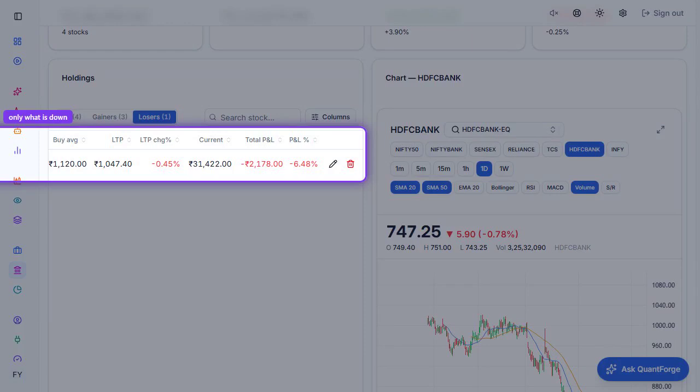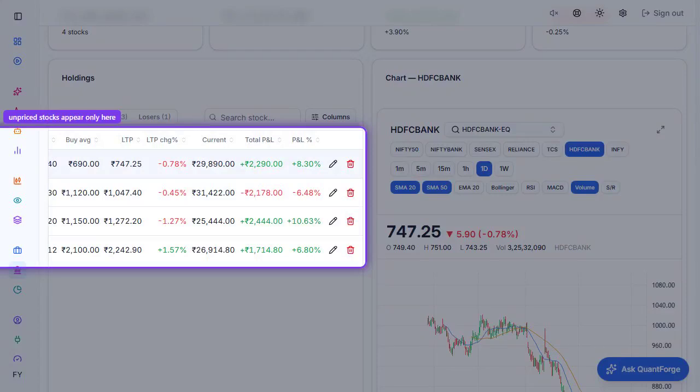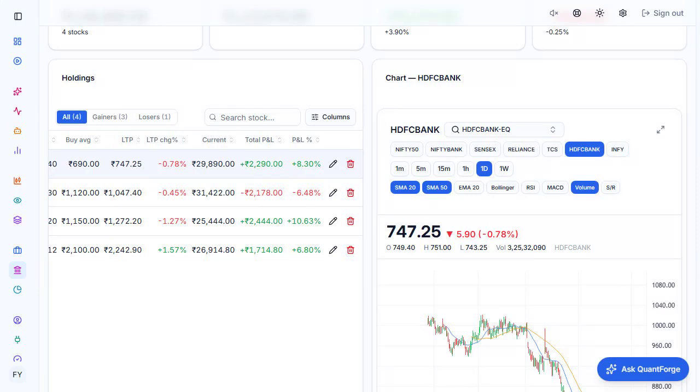What happens to stocks with no price when I open gainers? They stay out of both tabs and only appear under all. An unpriced stock is neither winning nor losing. Guessing which would be dishonest.